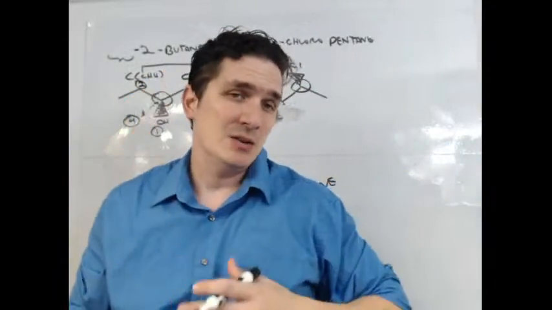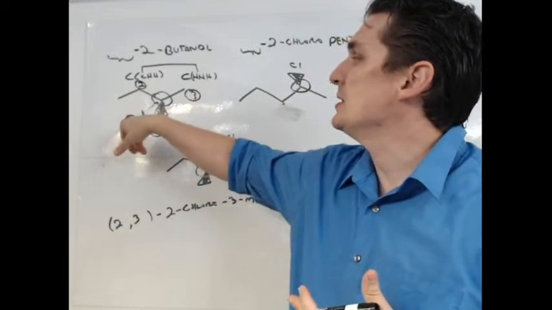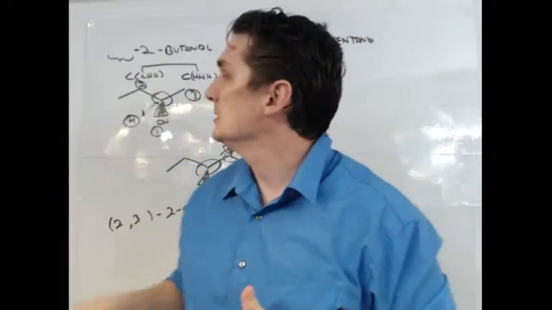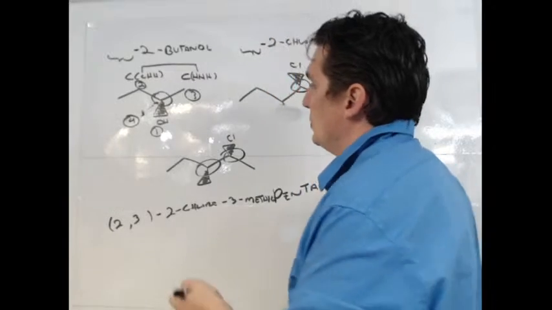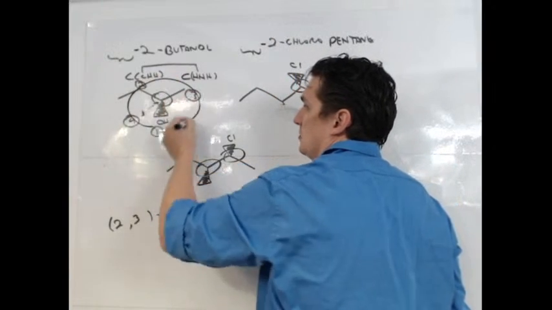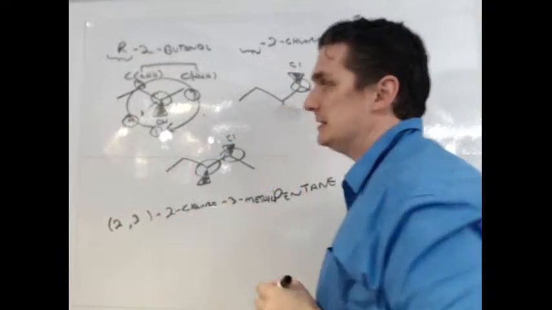Now, there are lots of ways we can approach this, but the big thing is we need to draw the structure in such a way that the lowest priority goes back into the board. In this case, because the hydrogen is wedged, it goes back. We look at it, 1, 2, 3. This is a clockwise rotation, so this makes it the R chirality.